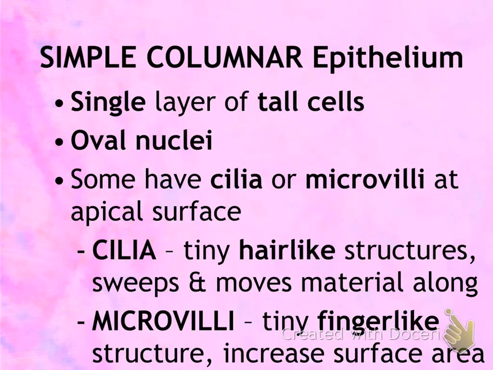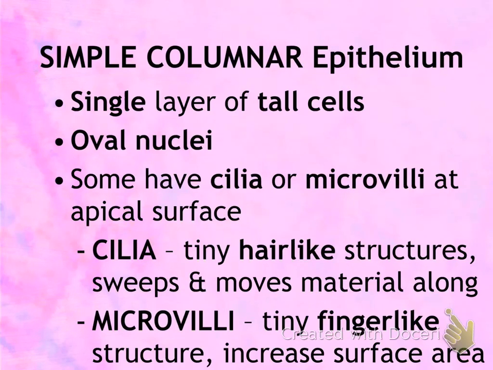The third type of epithelium is the simple columnar epithelium. Simple tells you it's one layer. Columnar tells you that the cells are going to be tall and the nuclei are going to be oval shaped. And the thing about simple columnar is that you might see structures called cilia or microvilli. Cilia are tiny short hair-like structures on the surface of the epithelium, or lining of the epithelium. And microvilli are a little bit bigger and they're more like thicker finger-like structures. And their job is to increase surface area.